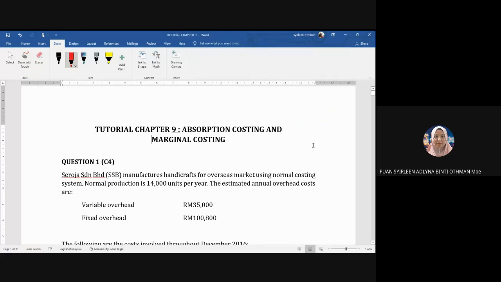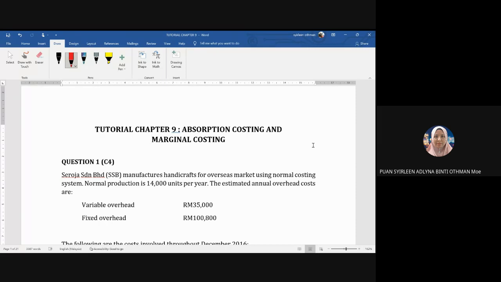Sebab tu saya kata you jangan hafal, you kena faham. And you need to relate benda ni dengan apa yang kita belajar di topik 5. Kalau topik 5 you memang haywire, you sampai sini memang you tak faham apa yang berlaku lah. Okay, so I explain further in question 1.